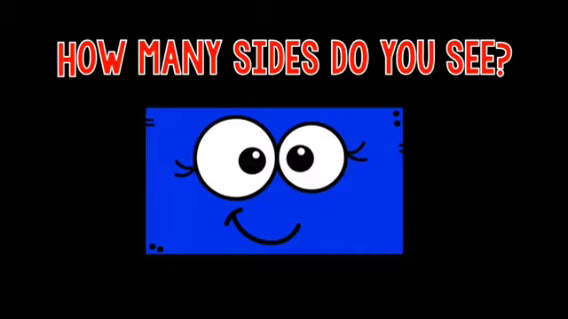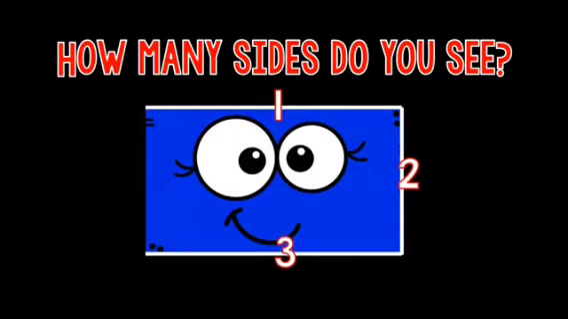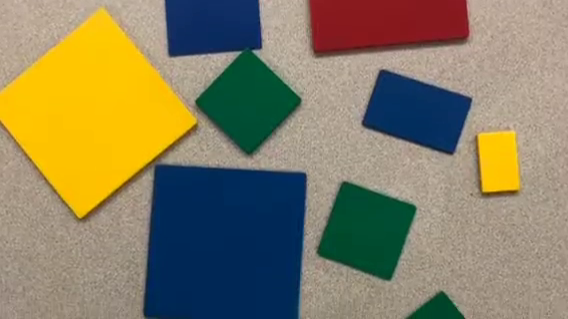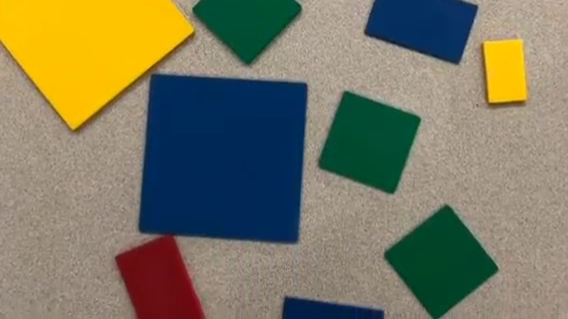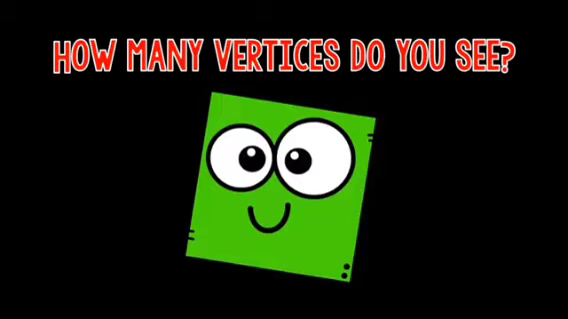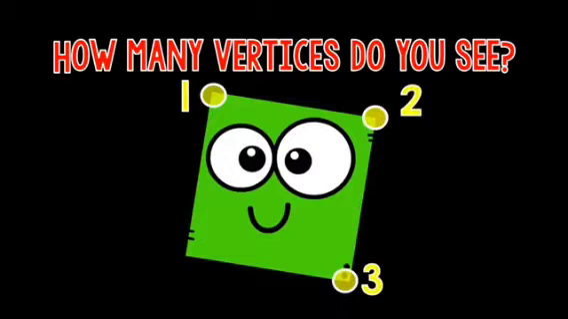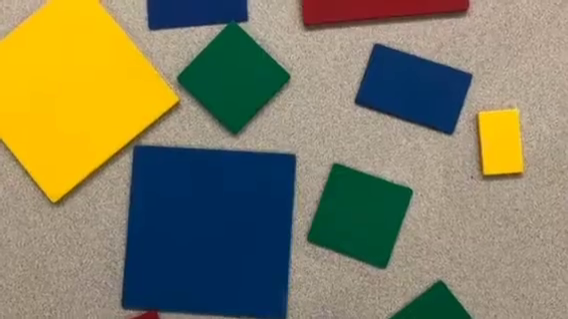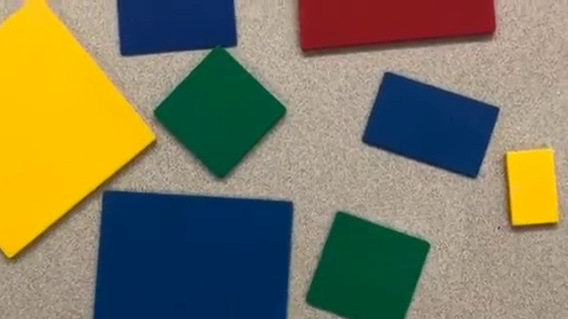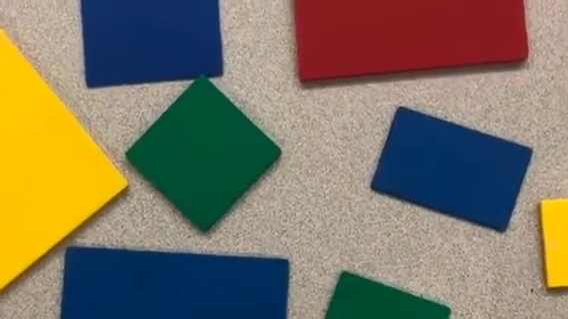When I look at this shape, how many sides do you see? 1, 2, 3, 4. There are 4 sides on this shape. How many sides do you see on my shapes? What about vertices? How many vertices or corners do you see? 1, 2, 3, 4. There are 4 vertices. Look at my shapes here. There are 4 vertices on those as well.